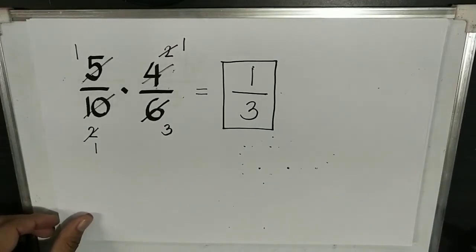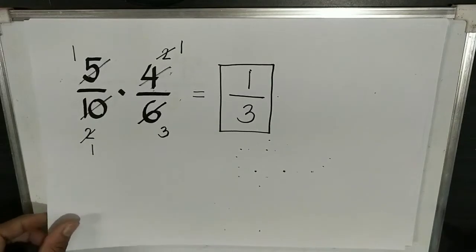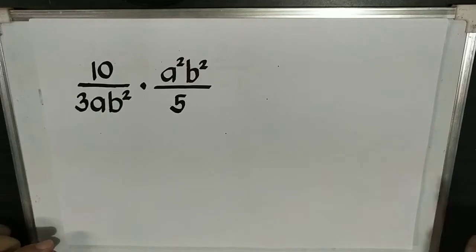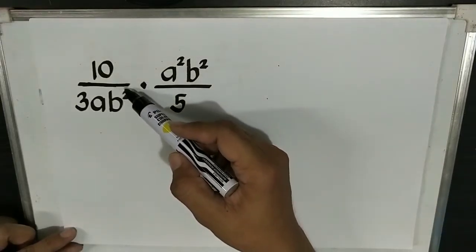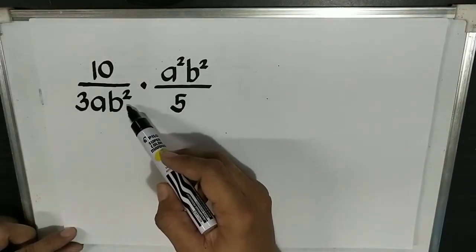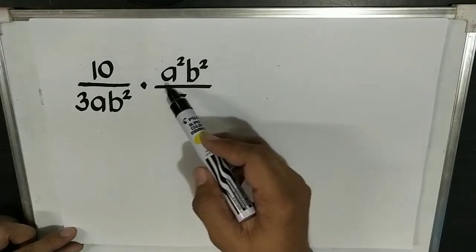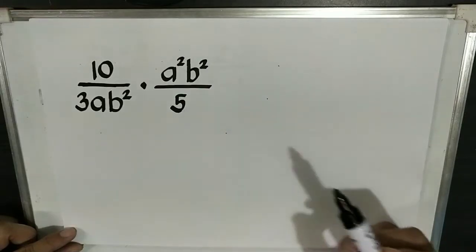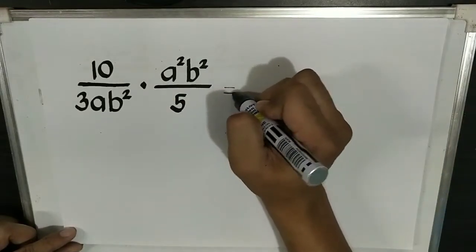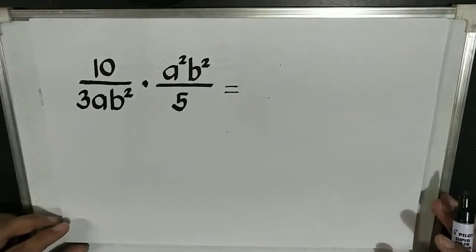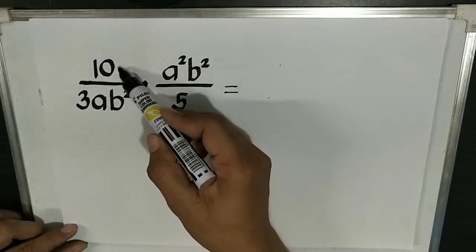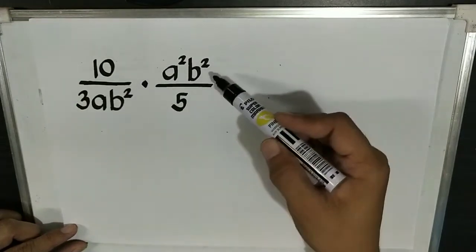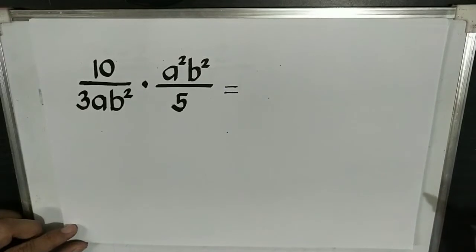Okay, so let's proceed now to multiplying rational algebraic expressions. For example, I have 10 over 3ab squared. Multiply it to a squared, b squared, all over 5. Okay, so as you observe, the numerator and denominator are all monomials. The same with our second fraction.